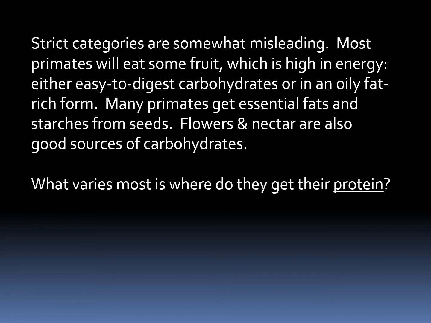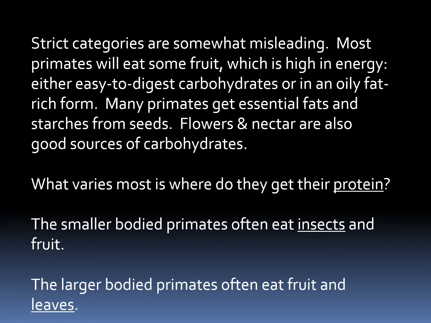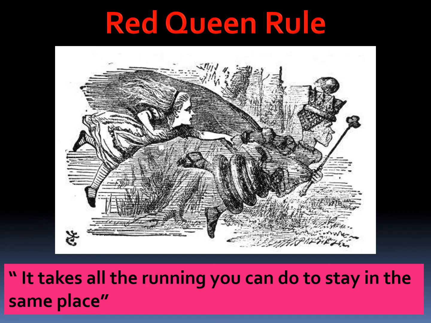What varies most is where they get their protein. The smaller body primates will often eat insects and fruit to try and acquire protein, whereas the larger body primates will often eat fruit and leaves, right? So the difference really here is, where is that protein coming from? Is it coming from insects, or is it coming from leaves?